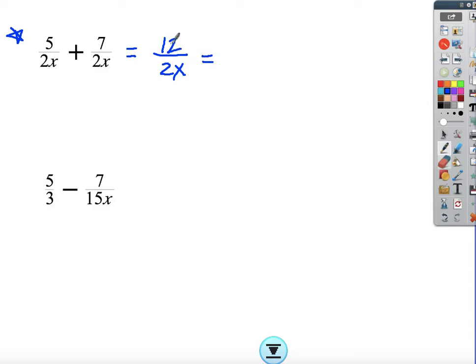So it does because 2 goes into 12 6 times. This x is down in the bottom. It stays down in the bottom. So that would be your final answer. Okay.